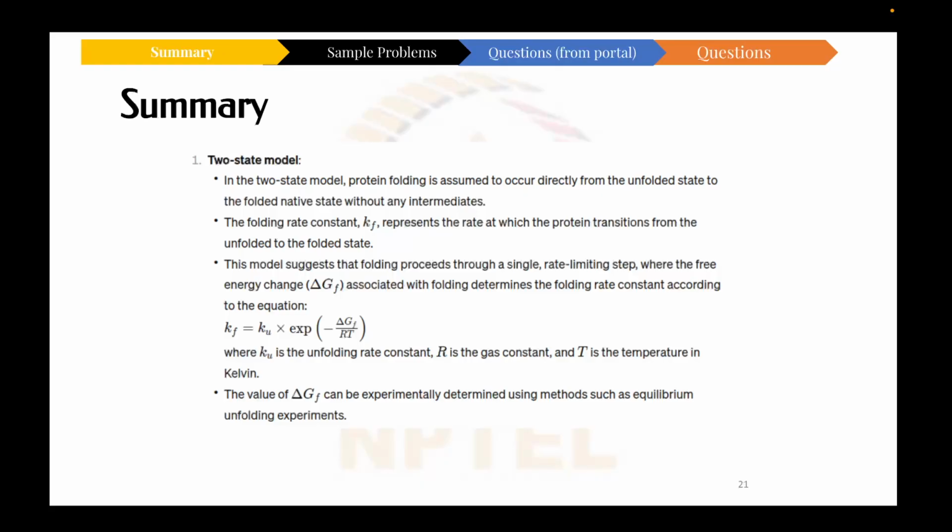Folding rate constant equals the unfolding rate constant Ku times the exponential of minus delta GF divided by RT, where Ku is the unfolding rate constant, R is the gas constant, and T is the temperature. The value of the free energy change associated with folding can be experimentally determined by using methods such as equilibrium unfolding experiments.